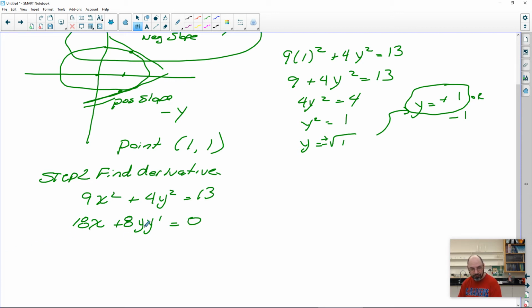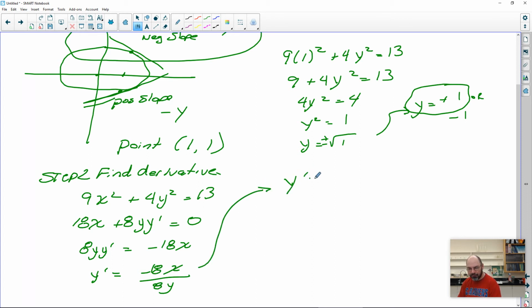Y prime is here, so let's subtract 18x on both sides. And then let's divide out 8y on both sides. And let's reduce. So our y prime is equal to negative 9x over 4y, pardon me, because we had to divide by 2 on both. So that's our slope.